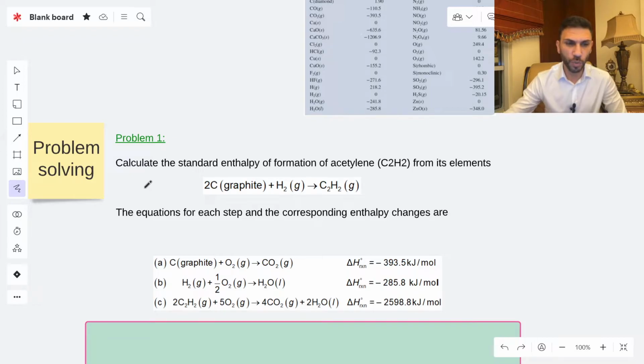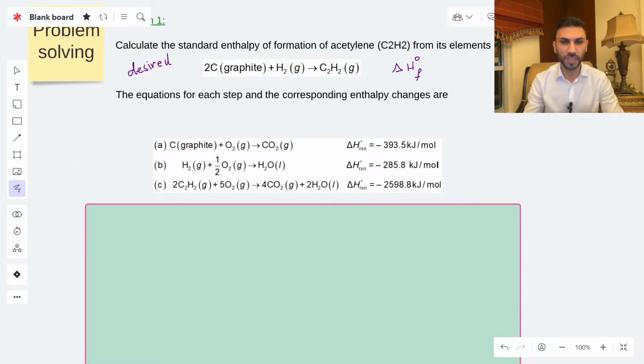So basically, we're going to call this reaction the desired reaction, and we need to find delta H for it. In this case, they are asking for the enthalpy of formation because it's from its elements. So I'm going to call it delta HF standard. How to solve these problems?